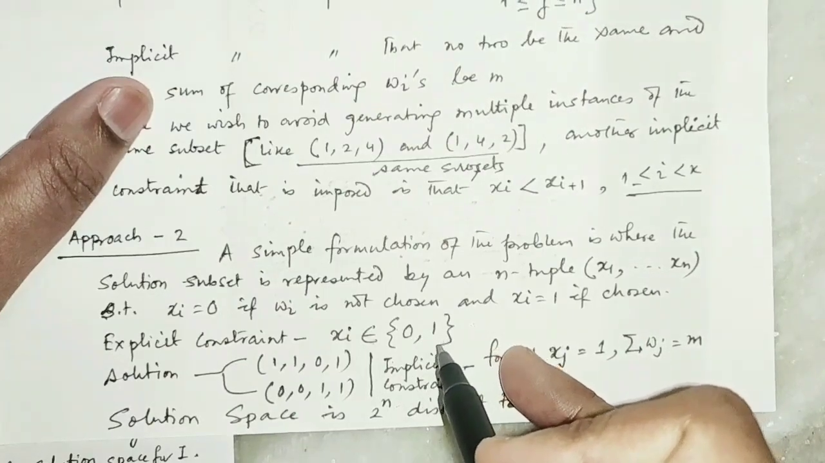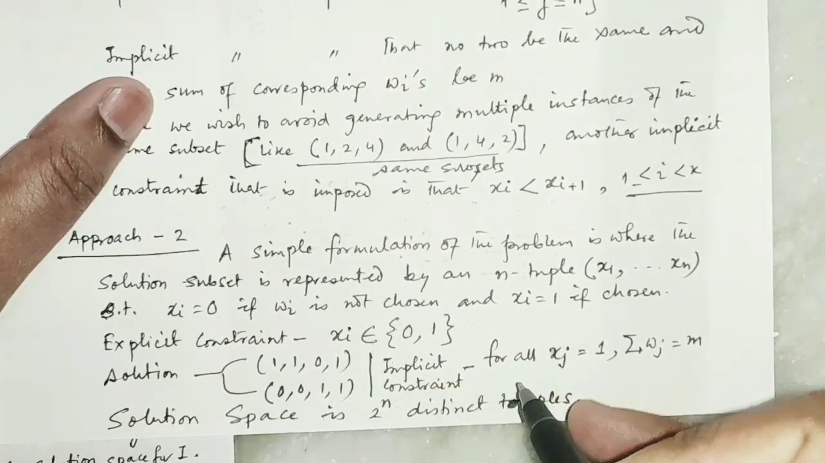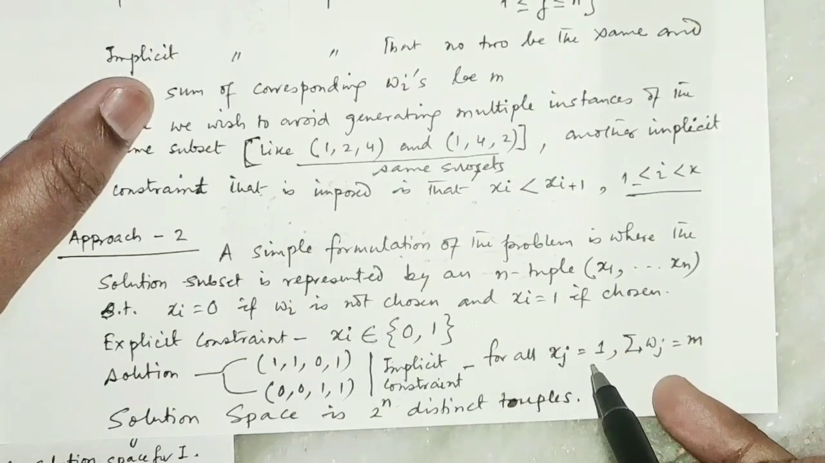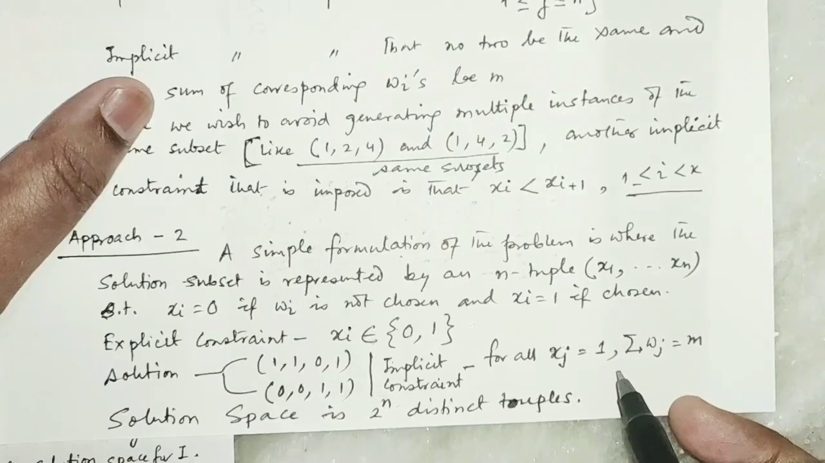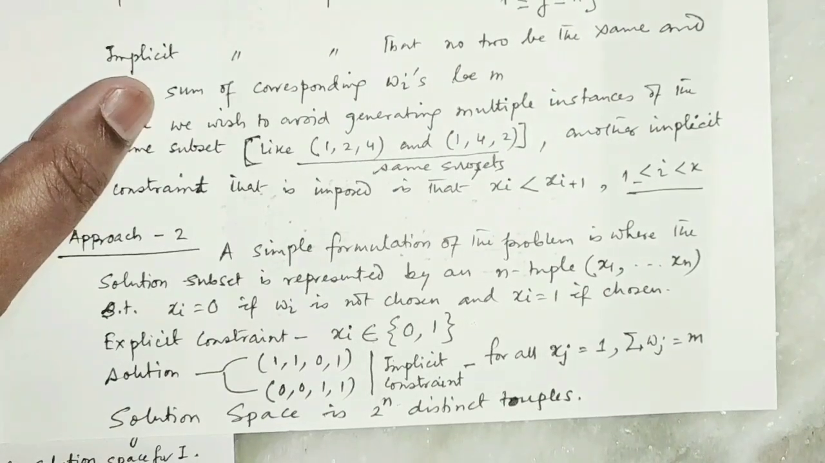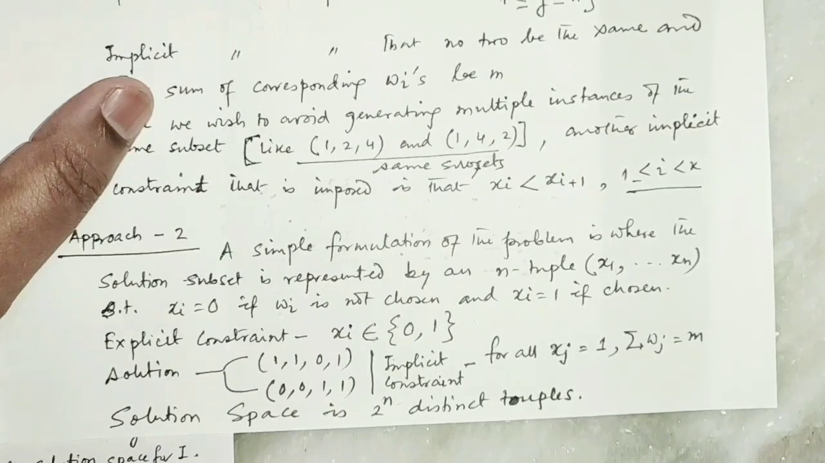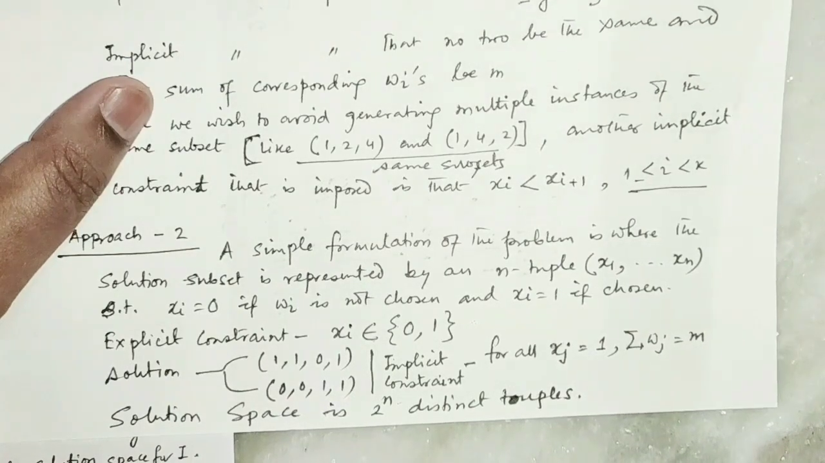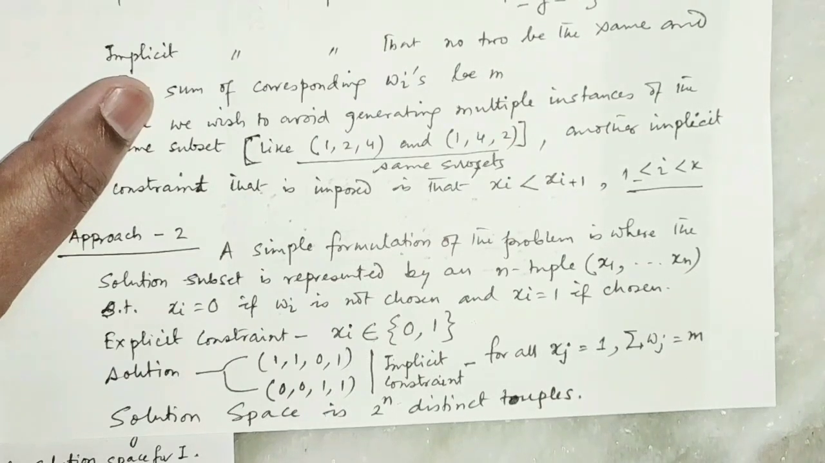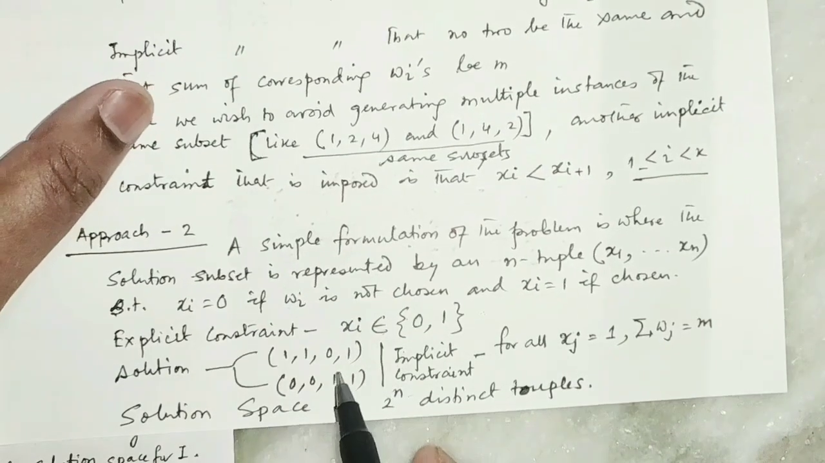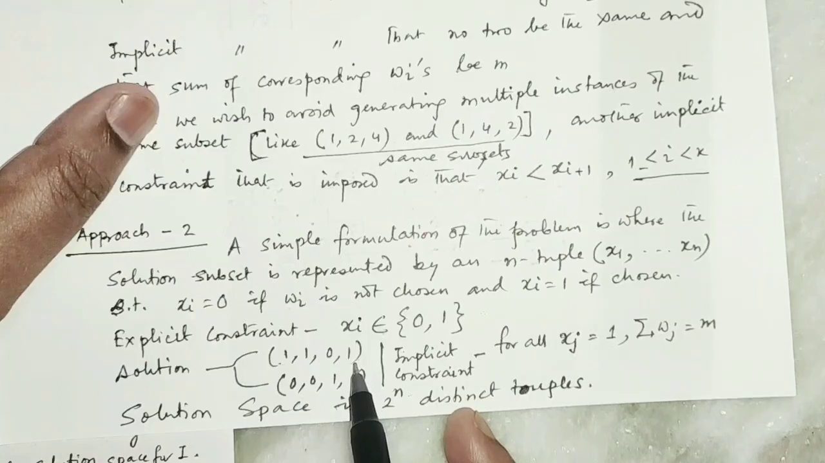1, 0 and 1, and the implicit constraint is that for all xj equal to 1, the summation of wj equals m. So the solutions of these instances above are 1101 and 0011. This formulation expresses all solutions using fixed size tuples. Thus we conclude that there may be several ways to formulate a problem so that all solutions are tuples that satisfy some constraints. In this case, all the solutions are tuples in these formulations.